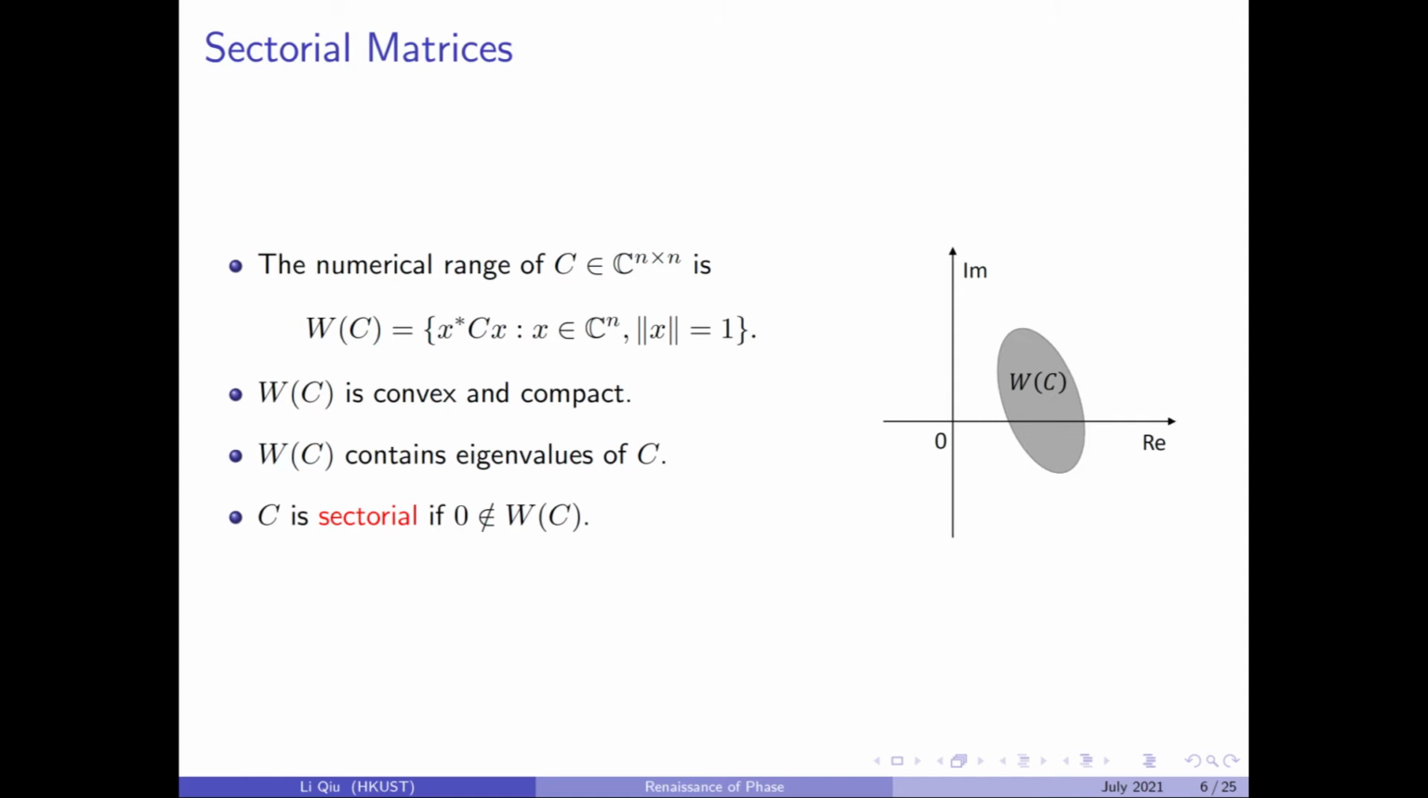Of course, this compact set can be anywhere in the complex plane. But there's a special case. The special case is when the origin is outside the set, that means the set is away from the origin. In this case, we say the matrix is sectorial. Why sectorial? Because the numerical range is contained in a sector, or say it is contained in one side of a half plane.